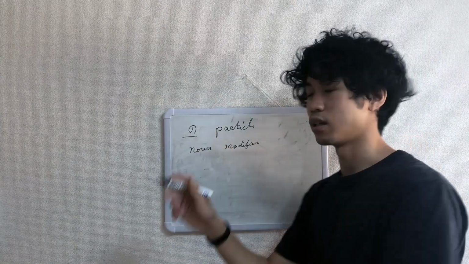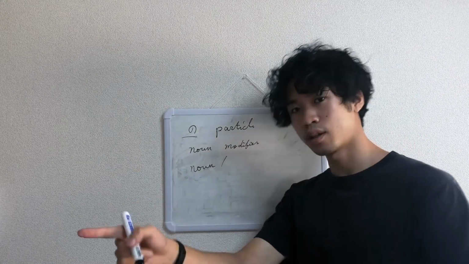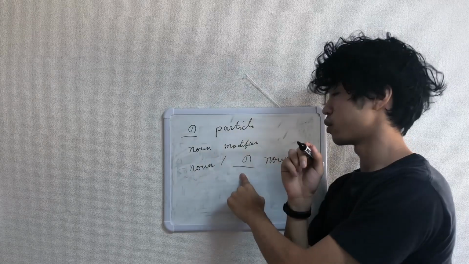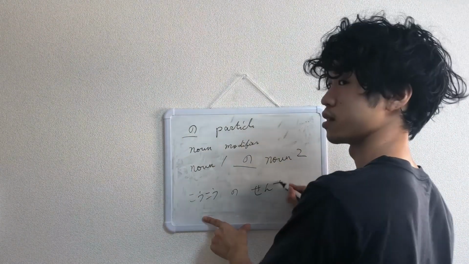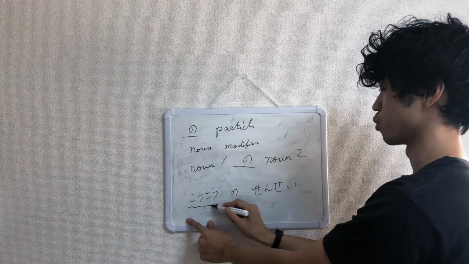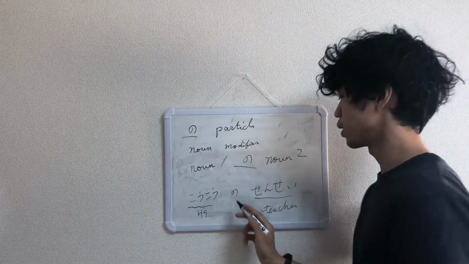No is going to be in between two nouns. Noun 1, no, noun 2. It's going to be in the middle of two nouns. I'll give you an example. Koukou no sensei. Now, koukou, high school. Sensei, teacher. What does this no do?